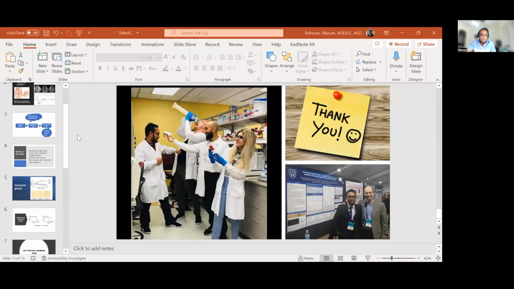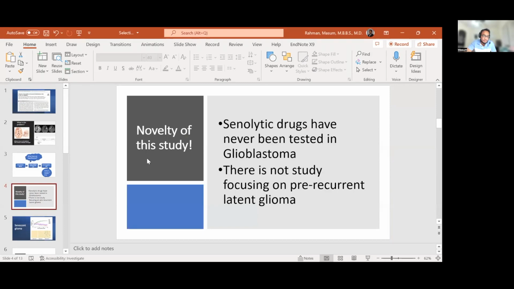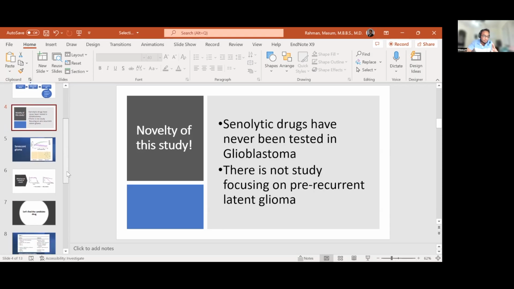I'd like to start sharing again to answer this question. First of all, we decided to use senolytic drugs to find our candidate drug for the latent glioblastoma. These drugs have already been demonstrated to have senolytic properties. But the main trick of senolytic drugs is that not all senolytics can kill all senescent cells. They are very, very specific.